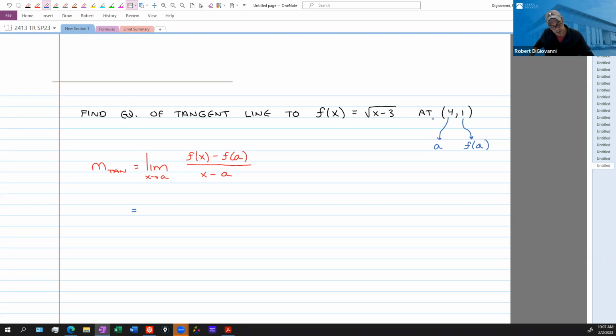So I'm going to rewrite this. Limit as x approaches 4 of f of x, the original function, minus f of a, which is 1, all over, let me go a little slower, this is f of a, I think I can put it here, 1, all over x minus 4.